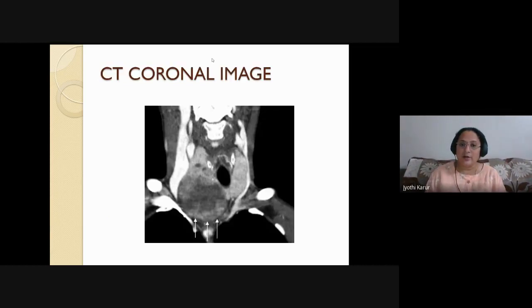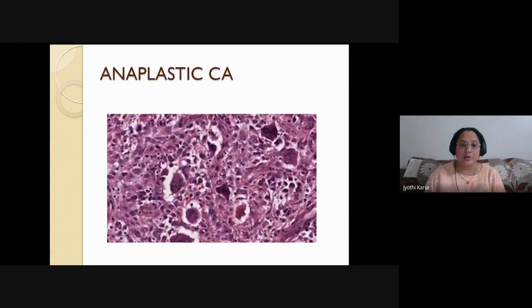If you take the CT coronal image, look at this. It is involving both lobes and more involving the right lobe. It is almost compressing many structures. This usually occurs in a very elderly age group. Any old patient, 60 plus, with a rapidly enlarging thyroid gland with dyspnea, dysphagia, and if you take the patient for any imaging studies, diffuse enlargement of the gland with compression of the surrounding structures usually indicates that it is anaplastic carcinoma. There are many giant cells in this picture.